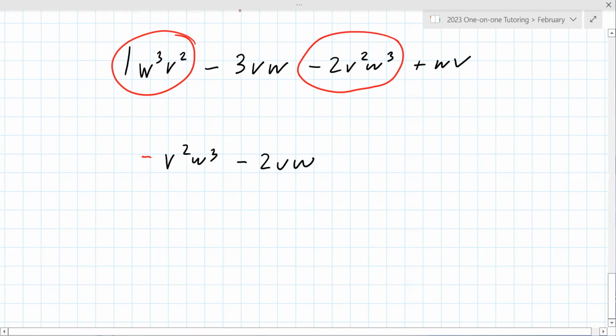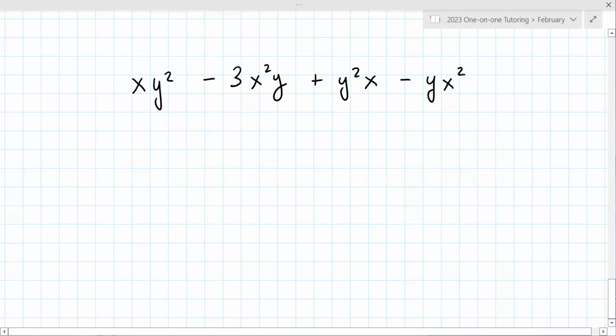Let me give you another one if that's okay with you, and then we should move on to another question. Sure. Let's go. Then go xy squared minus 3x squared y plus y squared x minus yx squared.